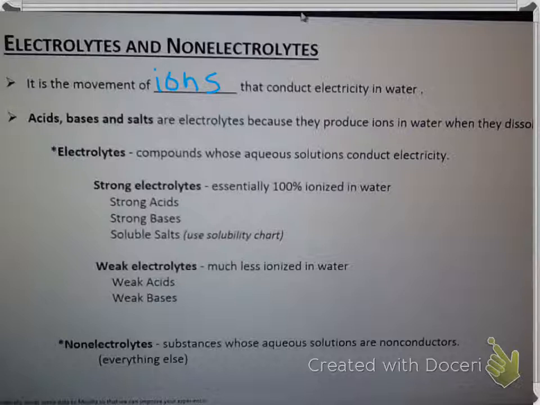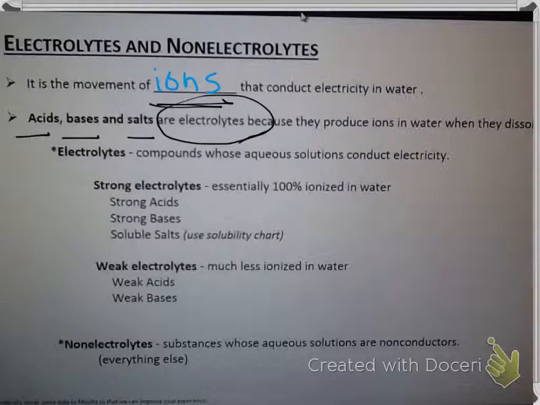There are three classes of substances that can dissolve or react with water to form electrolytes: acids, bases, and salts. So acids, bases, and salts all go together because they are electrolytes. They dissolve or react with water to produce ions in solution, and we know that ions are what conduct electricity. So acids, bases, and salts conduct electricity because they form ions in water. They are electrolytes.